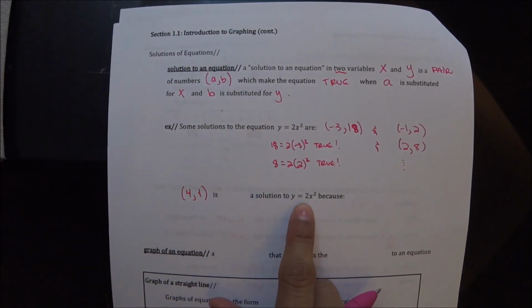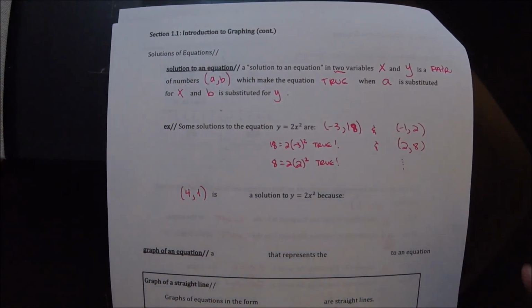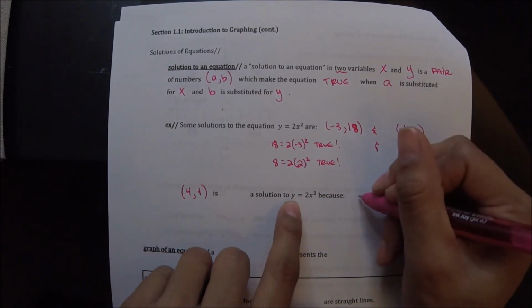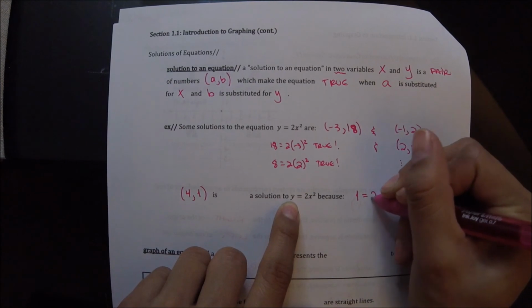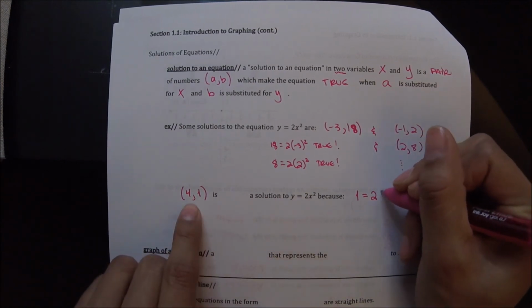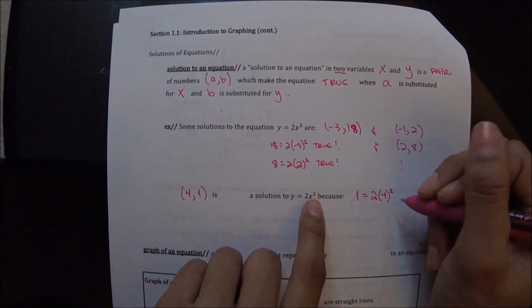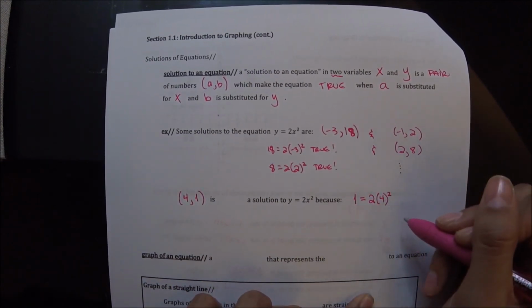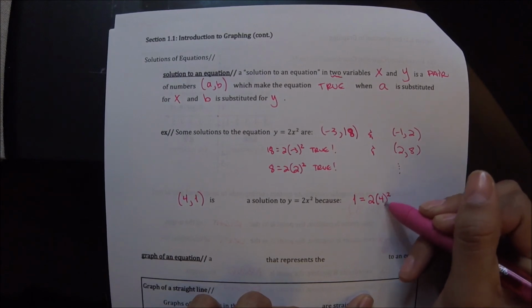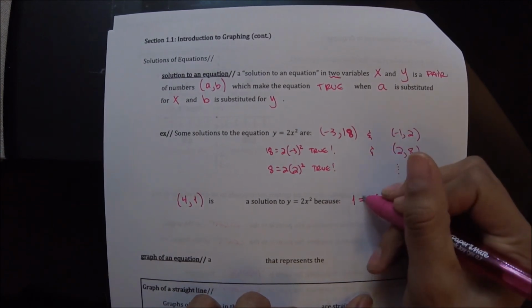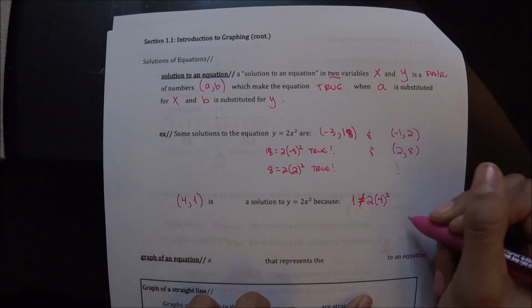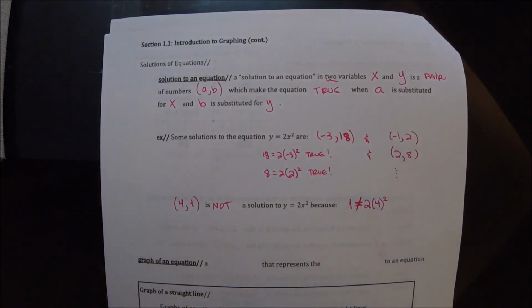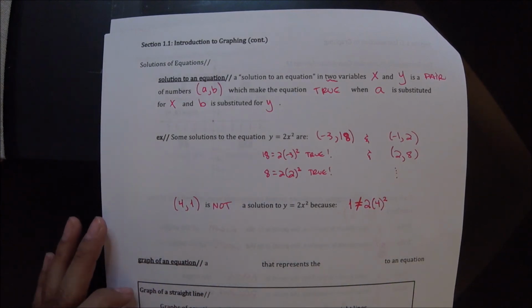Is this going to be a solution to this equation? Well, let's see. We would have to substitute 1 in for y, so we'd have 1 equals 2, and then we'd replace the x with 4, and then squared. Well, is this true? 4 squared is 16, times 2 is 32, so 1 does not equal 32. So this would be an example of something that's not a solution.